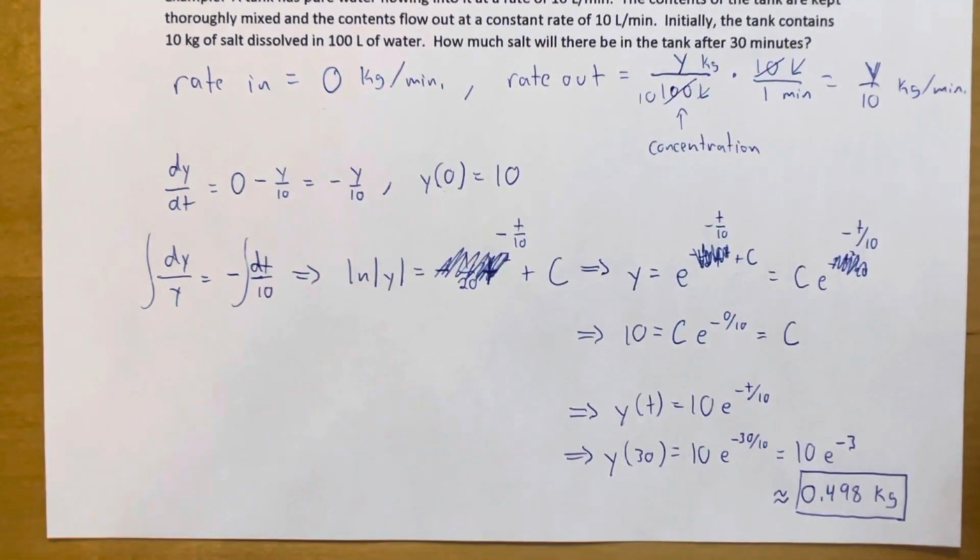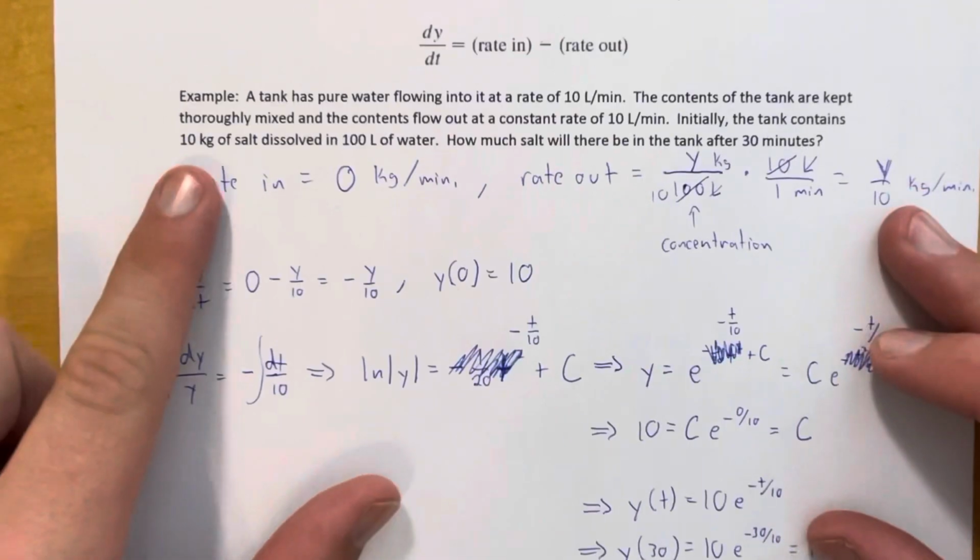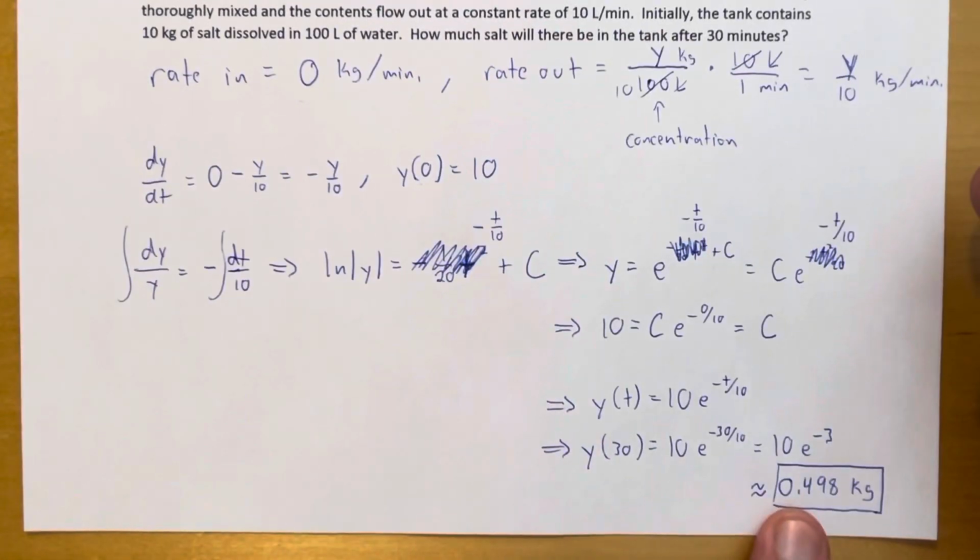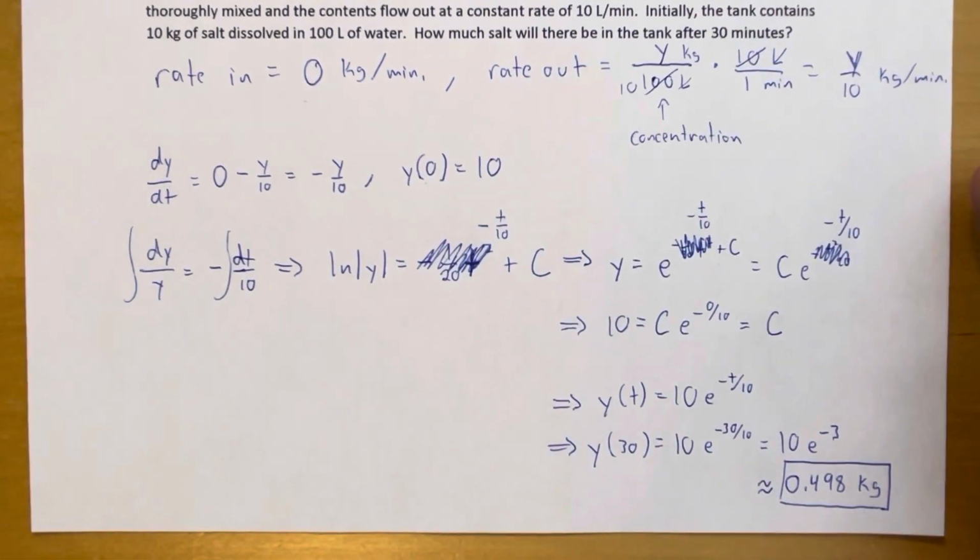Okay, so the amount of salt in the tank has decreased from 10 kilograms all the way down to less than half of a kilogram over the course of 30 minutes. All right, so that's going to wrap things up for this section.